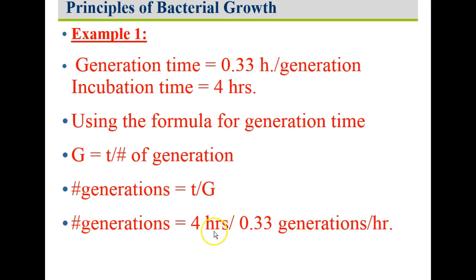We know the population incubated for 4 hours. We know the generation time of the population is 0.33 hours per generation.